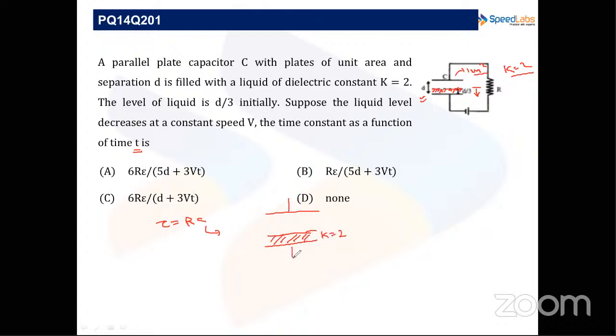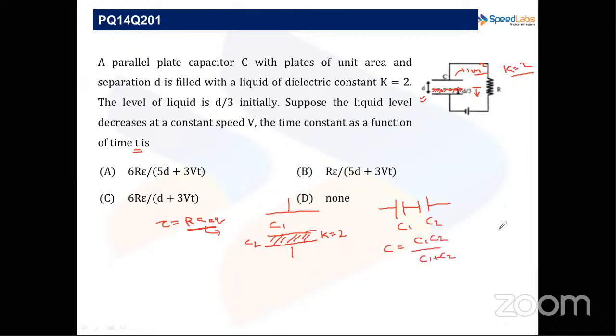And both of them will be in parallel or series? They are in series like this. So let us consider them C1 and C2. I am calling this C1 and the rest C2. So equivalent capacitance I have to use, because this is a simple circuit in which only R and C are connected. So time constant is going to be R times C equivalent. C equivalent is overall this capacitance. So C equivalent can be written as C1 C2 upon C1 plus C2.